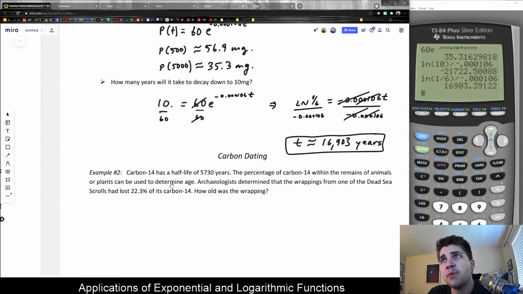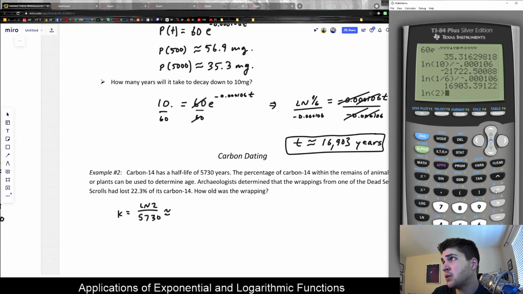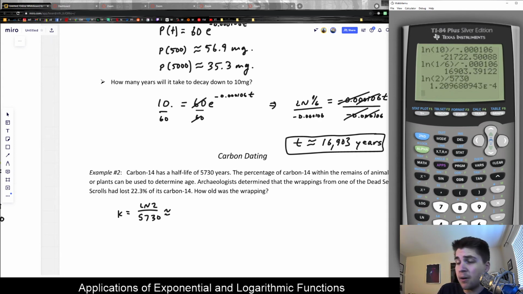But anyways, how would we approach this? Well, again, it's going to be undergoing exponential decay based on the half-life. So we could start by figuring out the decay rate. That would be the natural log of 2 divided by 5,730. Let's go ahead and figure that out: the natural log of 2 divided by the half-life of carbon-14 is about 0.000121. Again, that would be negative when I'm plugging it into the formula.